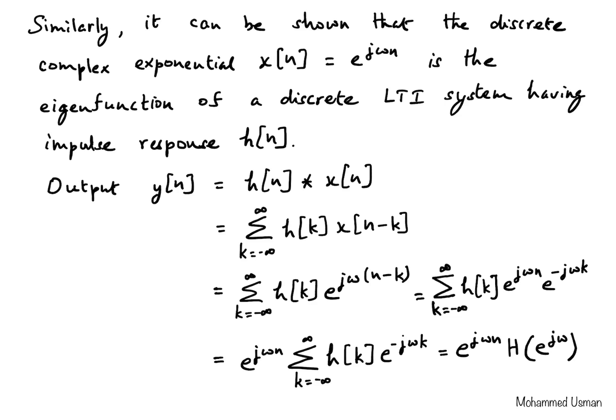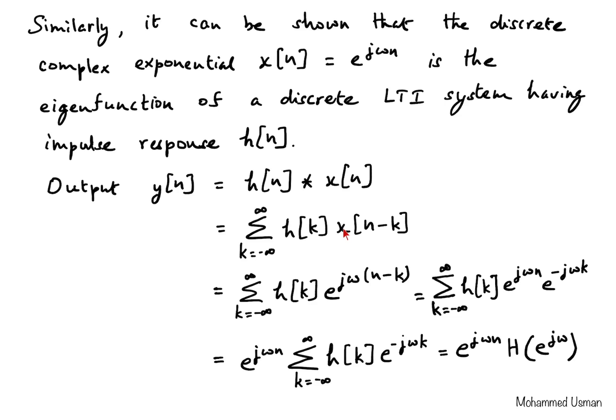So we can take a discrete complex exponential x of n as e power j omega n and prove that this is an eigenfunction for an LTI system which has an impulse response h of n. Again, the general relationship between the input and output in terms of the impulse response is that y of n is x of n convolved with h of n, or by using the commutative property we can write it as h of n convolved with x of n, which is given by the convolution sum, because it's discrete time now. So that is summation h of k x of n minus k.